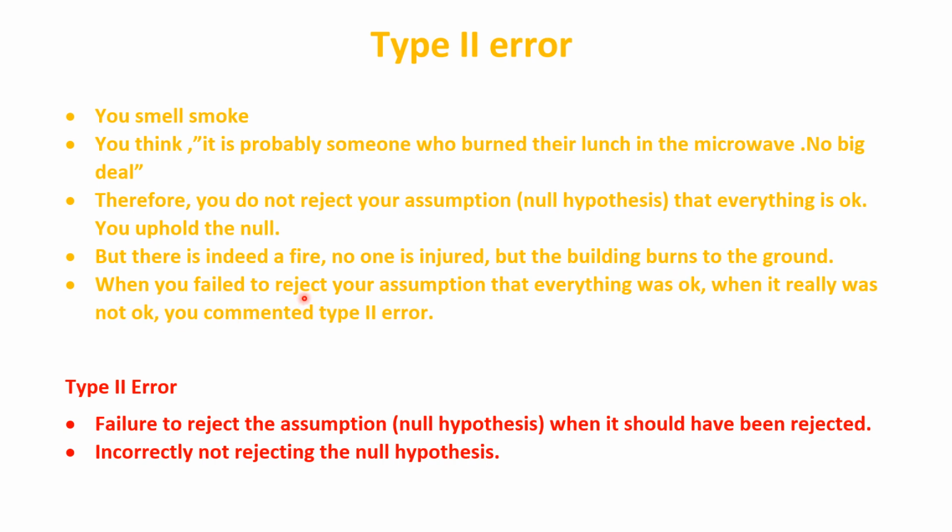When you fail to reject your assumption that everything was okay when it is really not okay, you committed type 2 error. What is a type 2 error? Failure to reject the assumption when it should have been rejected, incorrectly not rejecting null hypothesis.